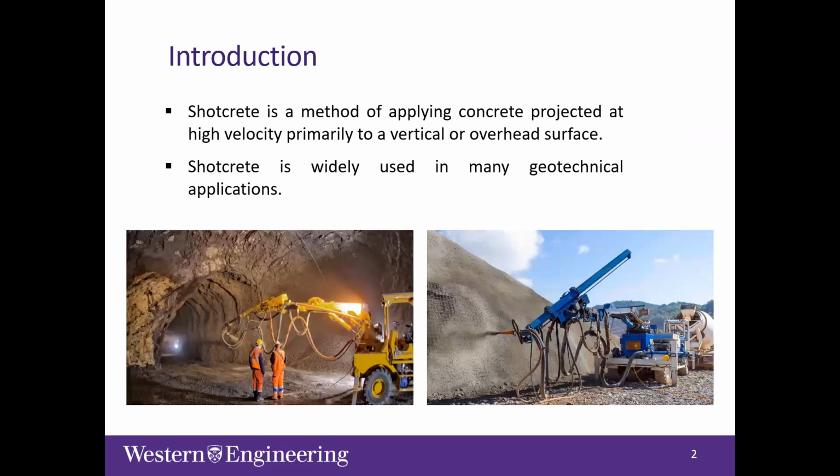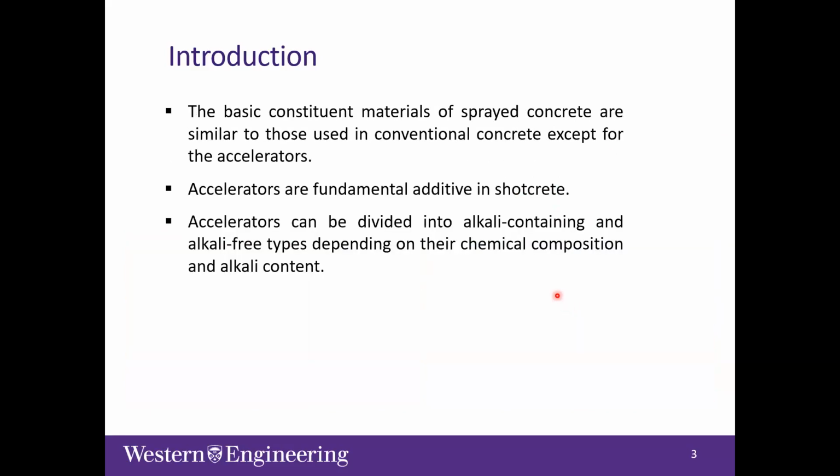As you can see here, first, shotcrete can be identified as a form of mortar or concrete placement in which the material is pneumatically projected at high velocity onto a vertical or overhead surface. And it's a faster way to be used in many geotechnical applications, including but not limited to tunneling, as you can see here, and also supporting excavations or vertical and slope cuts.